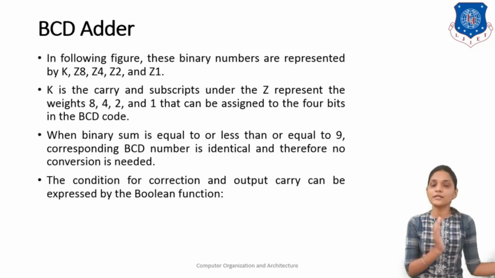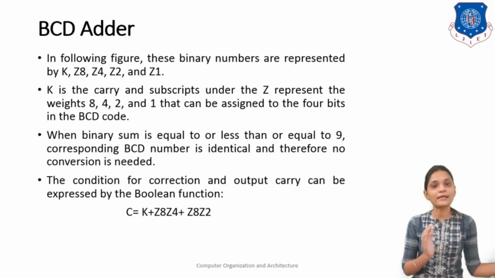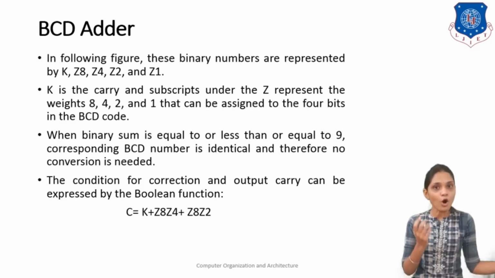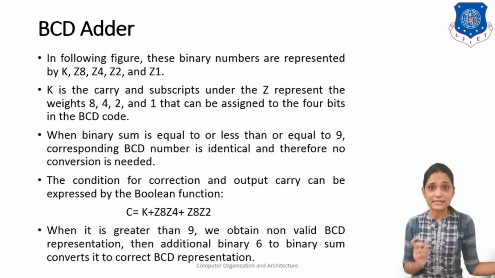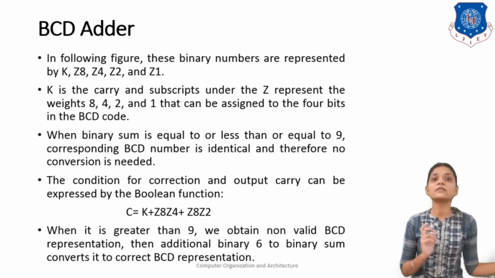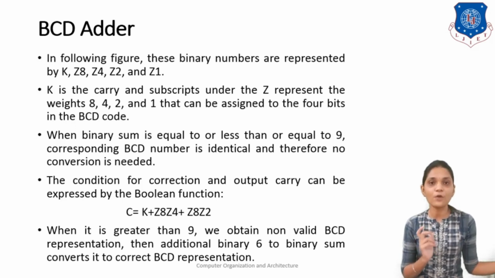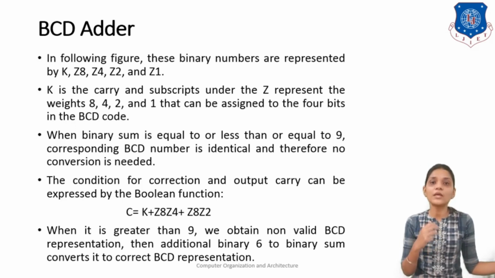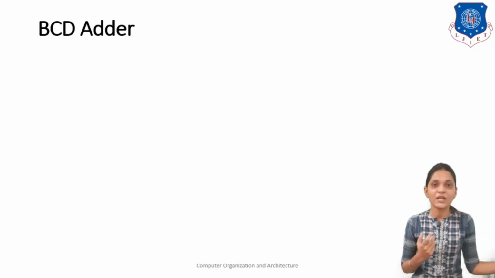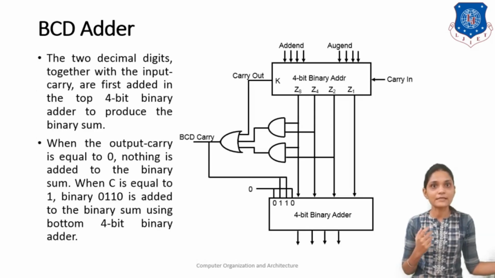And the condition for correction in the output carry, as we have seen earlier, we can represent in a boolean function: C equals K, or Z8 Z4 AND, or Z8 Z2 AND. And when it is greater than 9, we obtain a non-valid BCD representation, and for this we have to add 6 into it. And we can correct this by this circuit.